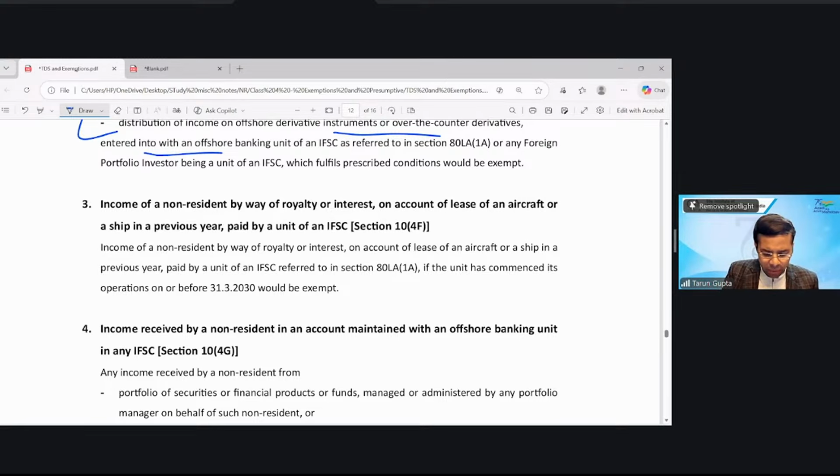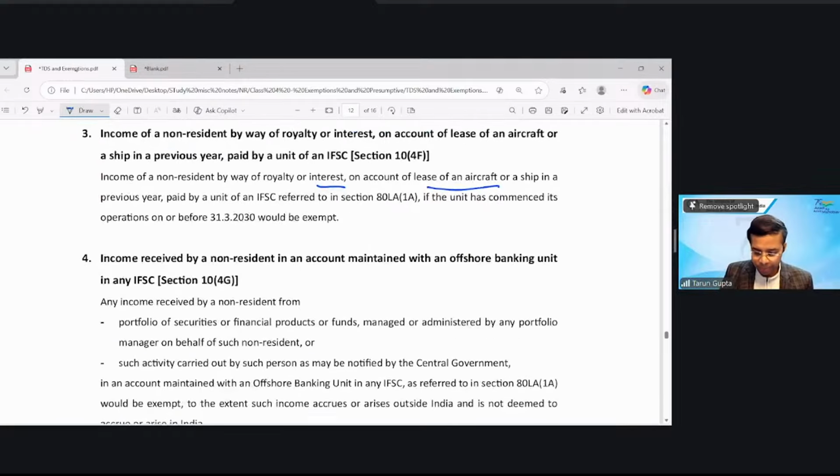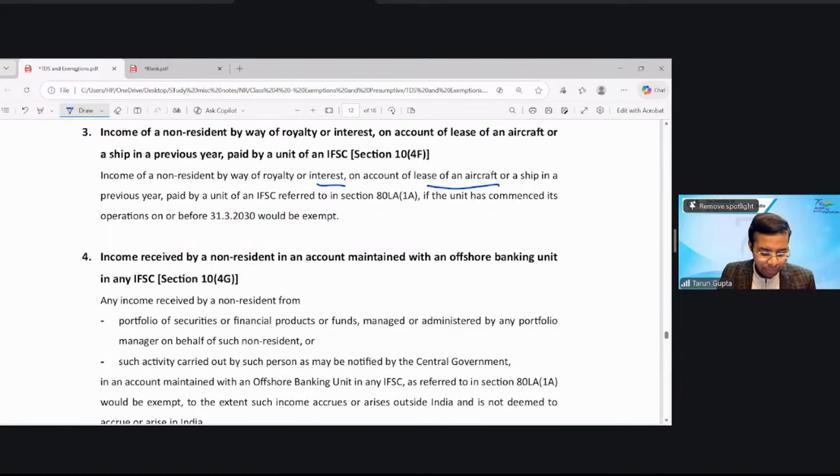Income of a non-resident by way of royalty or interest on account of lease of aircraft or ship in a previous year, paid by a unit of an IFSC referred to in section 80LA, if the unit has commenced its operation on or before 31st March 2030, would be exempt.